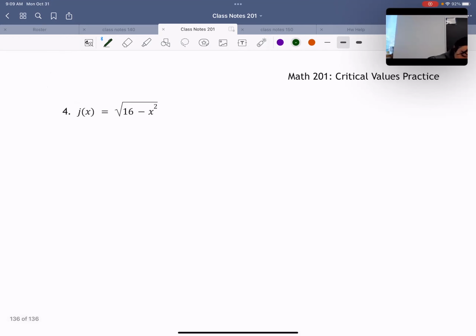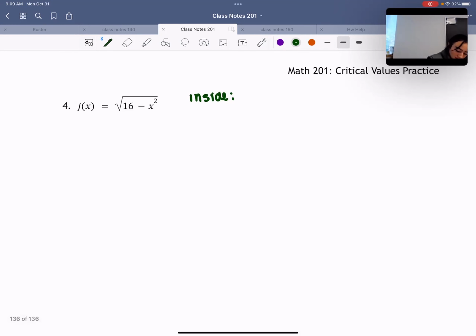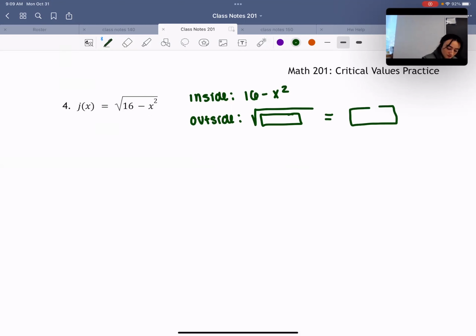Let's go over a little review on how to do this. What's the inside function? 16 minus x squared. And what's the outside function? The square root of something. Now, I don't really like the square root. I think it looks a little bit bulky. What's another way of saying the square root? Parentheses to the 1/2 power. Good. That's usually easier to take the derivative because now we can use the power rule instead of just staring at a square root and not knowing what to do.